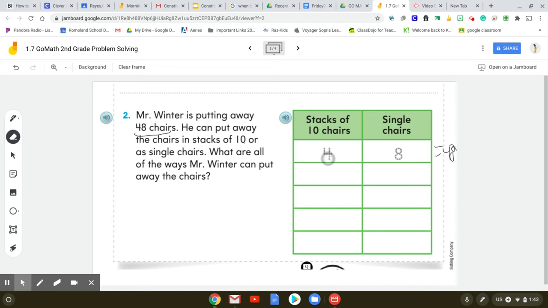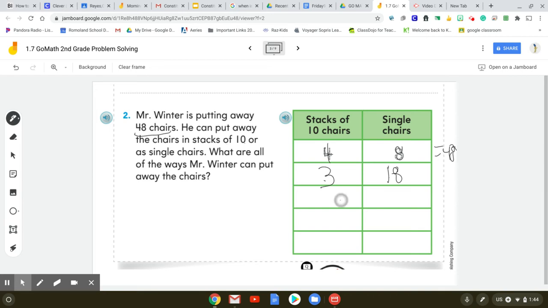Okay, I'm going to do it nice and neat. I'm trying to do it as nice and neat as I can. 4 tens, and 8 singles. Okay, I'm going to take 1 ten away and make it 3. And I'm going to bring that 10 over here to my singles, and that 8 is going to turn into 18. And it's still going to equal 48. 3 tens plus 1 ten is 40.